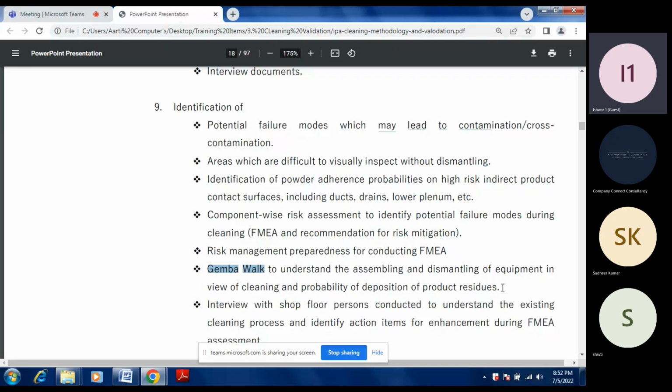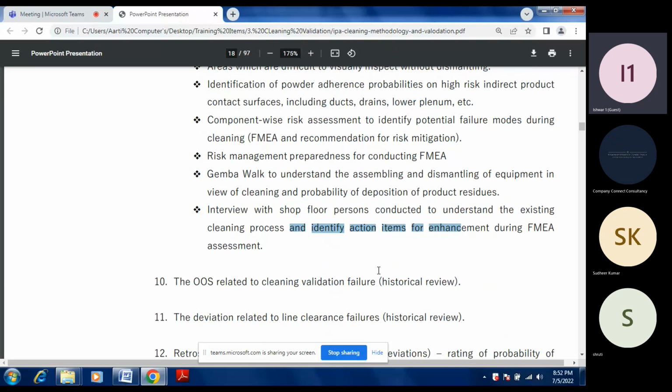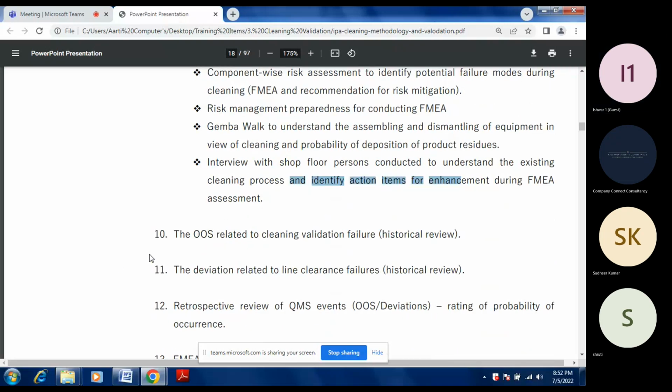Gemba walks check that particular SOP. They will ask you what the procedure for cleaning is, whether you are performing the cleaning by referring to the SOP, and whether that procedure is feasible for this cleaning or not. They will understand, and if they identify some gaps based on that understanding, they will acknowledge them. They also interview the shop floor persons conducting the cleaning to understand the existing cleaning procedure and identify action items for enhancement during the failure mode effective analysis, as we discussed in previous topics.